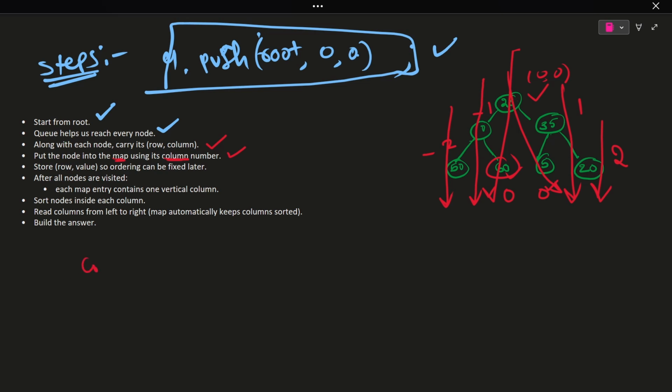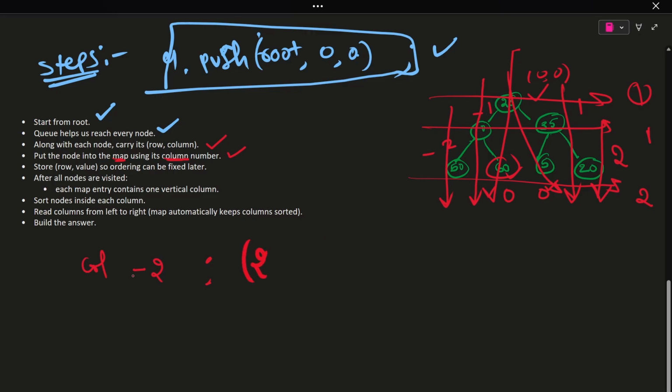So for the column -2, I am having the 50 value, which means we are going to store the row value, which is 2, so 0, 1, 2. Okay, so we are going to store the -2 column as 2 comma, which is nothing but this. So if you see the row which is 2, this is the column corresponding to which we need to place the row and the node value, which is 50.